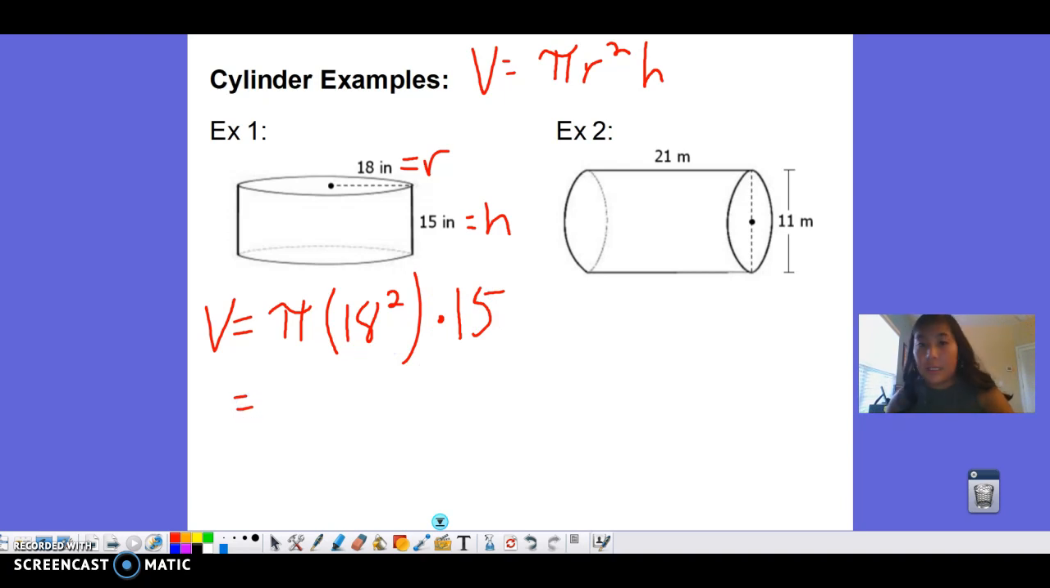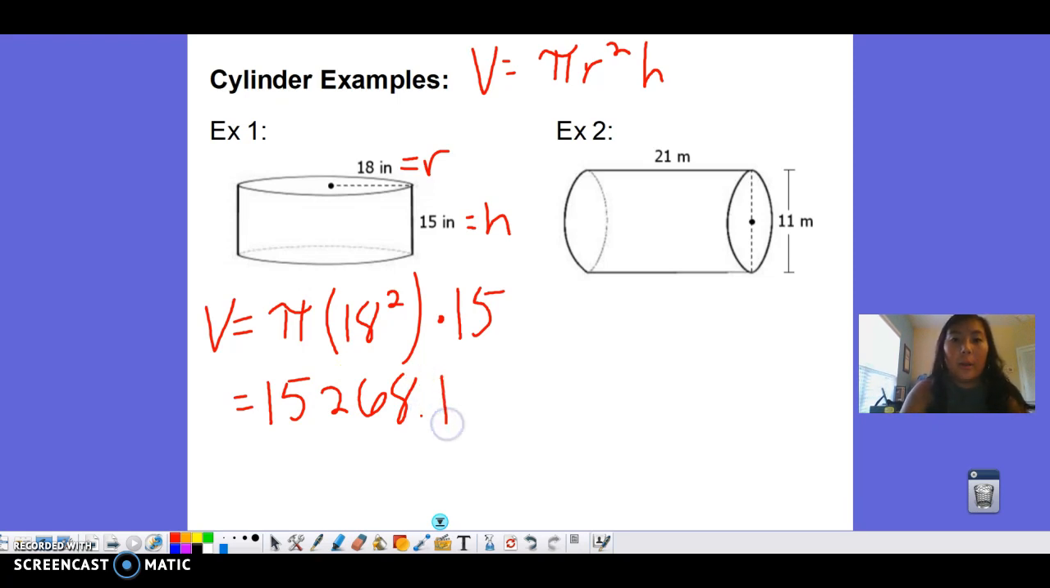And when I type that into our calculator, because we all know Miss Wolf does not know that off the top of her head, and I would be surprised if you did, it would be 15,268 point, I'm going to say 0.1, and we're dealing with inches cubed. So for example number 1, our volume is going to be 15,268.1 inches cubed. That's a lot for a volume, but that's because our numbers are big, so that's all right.